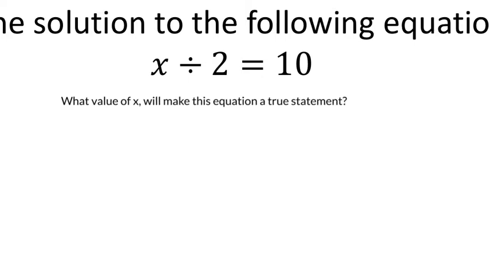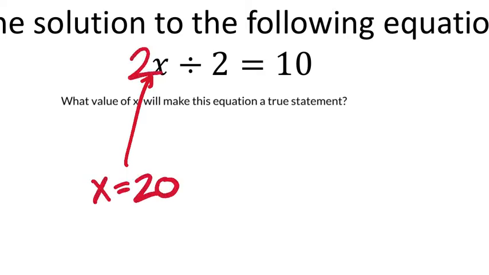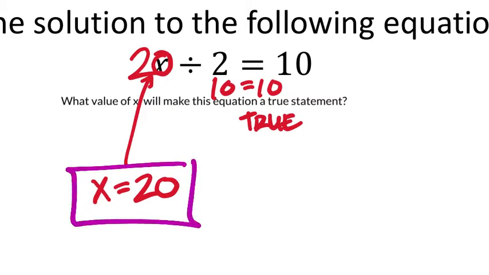Now again, you may have to think for a little bit to figure out which value of x would make this true, but I know that if I replace x here with 20, I get a true statement. In fact, let's show that. 20 divided by 2, that's 10. 10 does equal 10, that's true. So then I know that x equals 20 is the actual solution to our original equation, x divided by 2 equals 10.